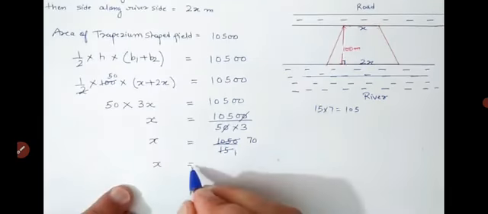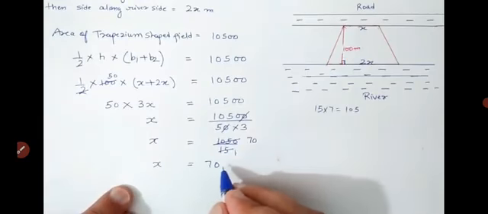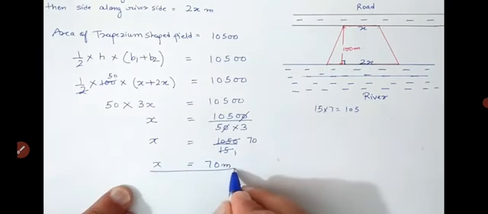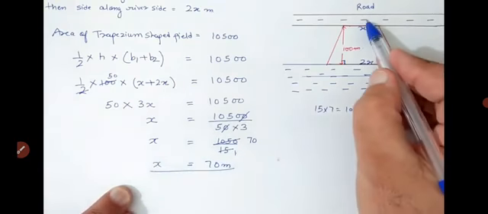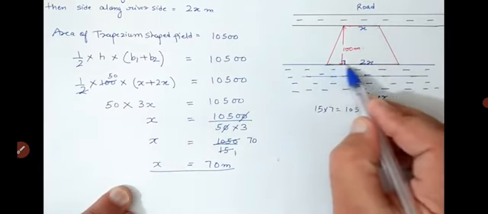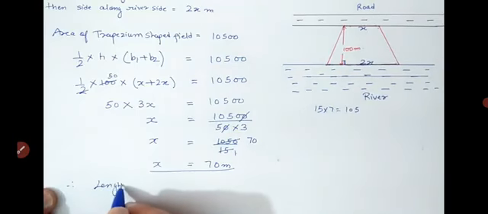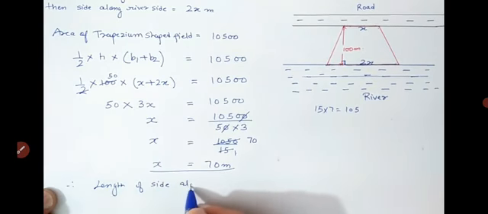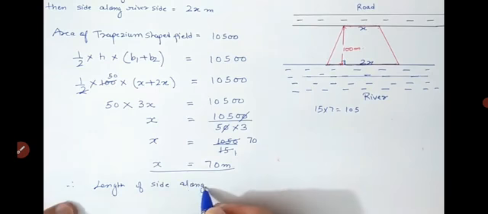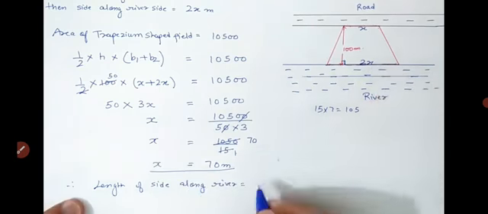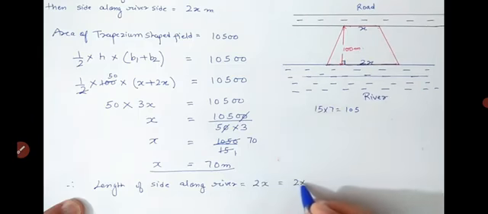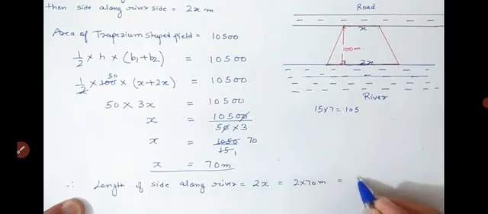सो हमें क्या मिल गया बच्चों? रोड साइड का तो मिल गया, शेप का लेंथ कितना है? x is equal to 70 because this is road side. So 2x is equal to 70 into 2, that is 140. Therefore length of river side, along with river side 2 into 70, so you can get 140 meter.